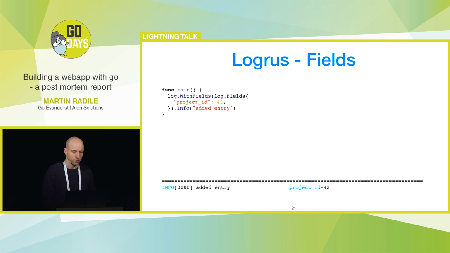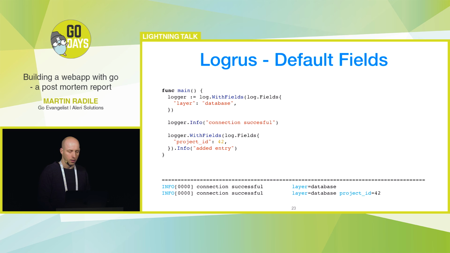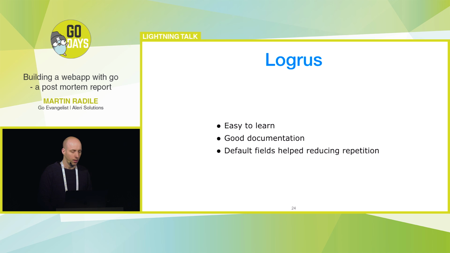A very useful feature are default fields. You can create a new log entry instance and set some default fields. When using this instance, the default fields are always printed, so that you don't have to repeat it yourself. Of course, you can extend the logger with other fields if you want to. Logrus is easy to learn, has very good documentation, and all that's needed for a good logging library.